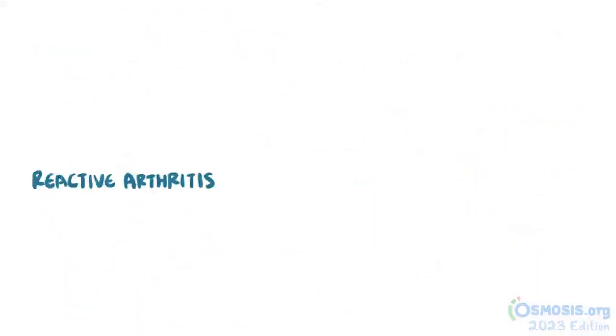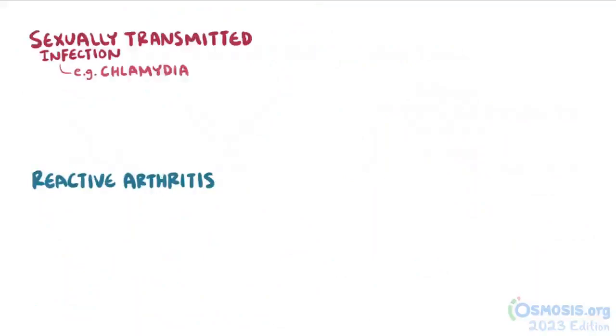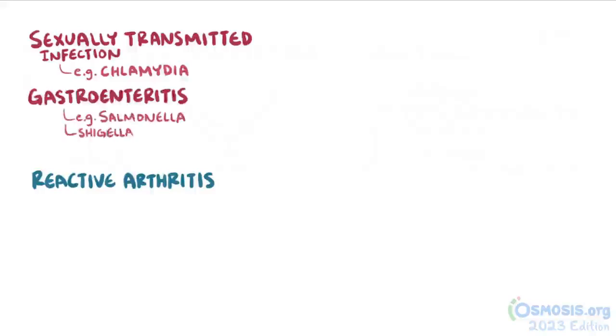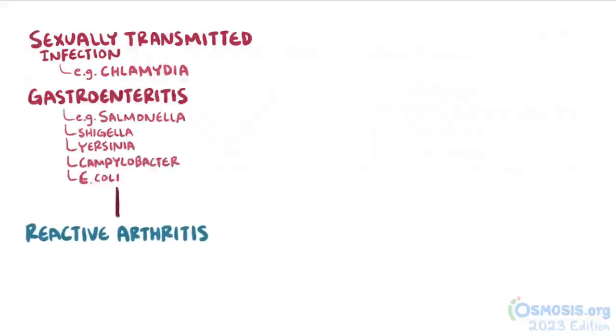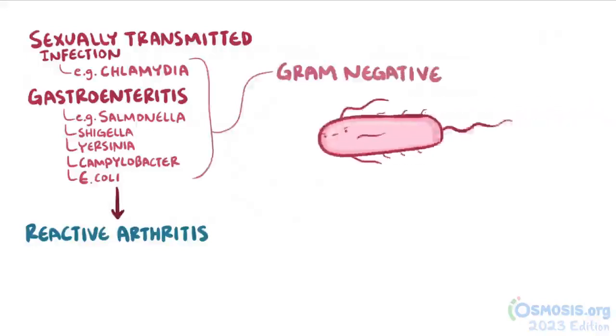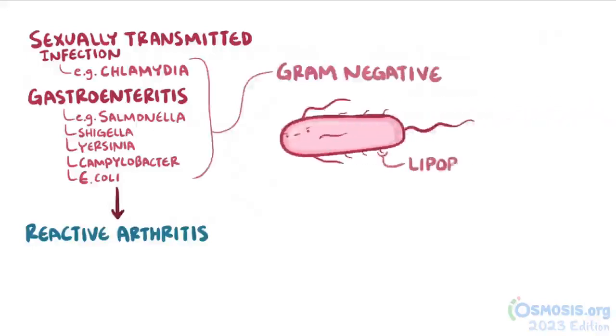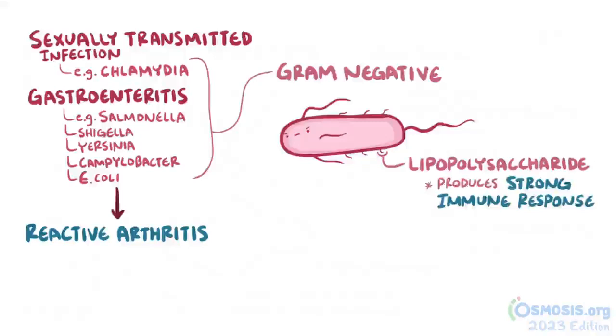Reactive arthritis can develop after a sexually transmitted infection, like chlamydia, or after gastroenteritis, caused by bacteria like Salmonella, Shigella, Yersinia, Campylobacter, and E. coli. These bacteria are all gram-negative, so they have molecules on their outer surface called lipopolysaccharides, sometimes shortened to LPS. These LPS molecules produce a strong immune response, so much so that their other name is endotoxin.